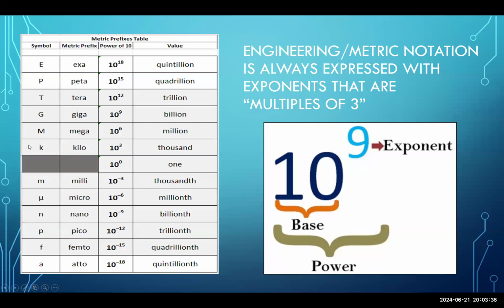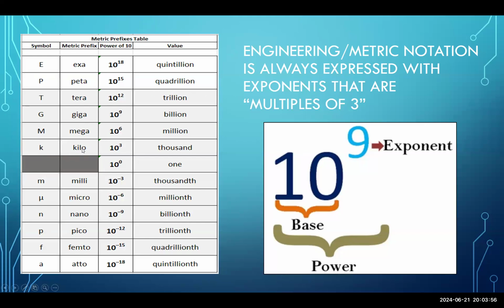Kilo is the symbol K. So we have the column of symbols, a column of what we call metric prefixes. Metric prefixes are used in engineering and metric notation, and the prefixes are always expressed with exponents that are multiples of 3.